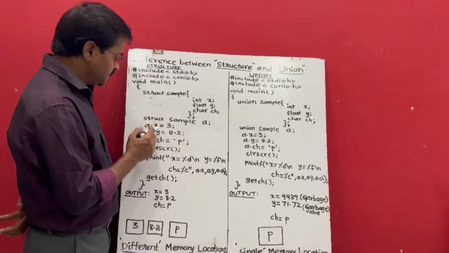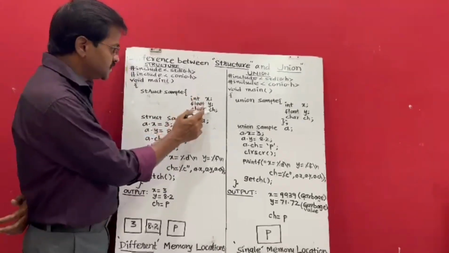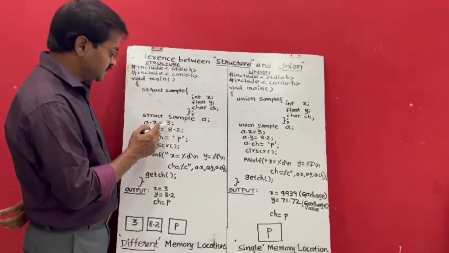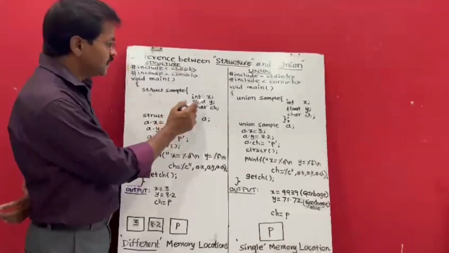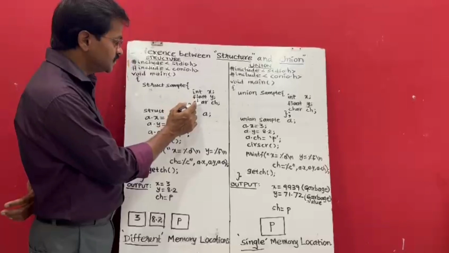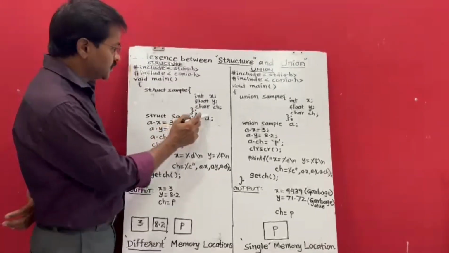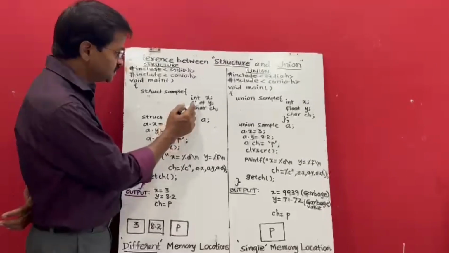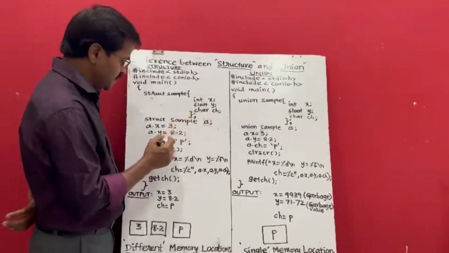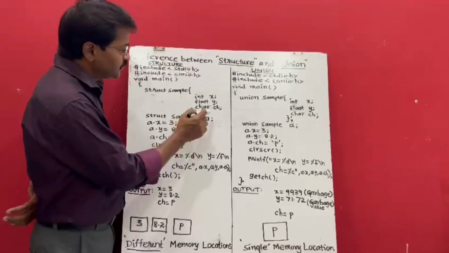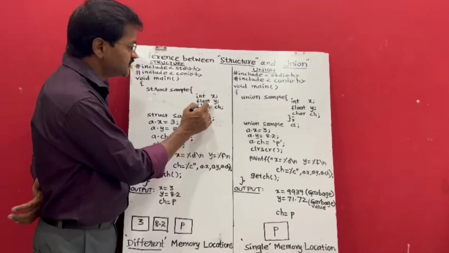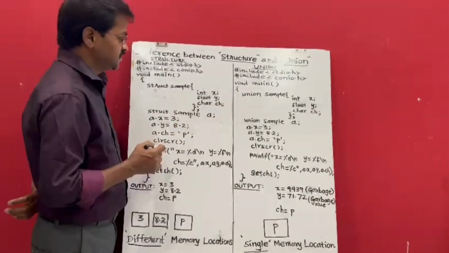To access these fields, we use the period operator: A.x is 3, A.y is 8.2. The first one is int, the second is float, and the next is char. A.x is 3, A.y is 8.2, which is a float. This is the character type: A.ch is p. These are called identifiers or variables. Variables are used to store the information.